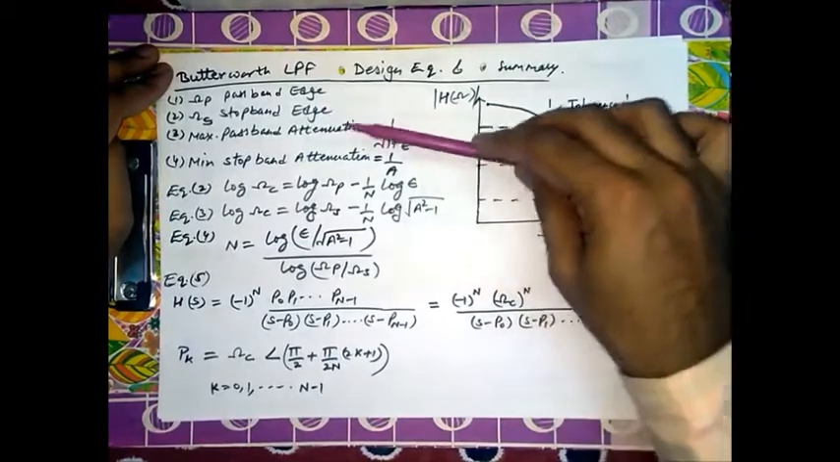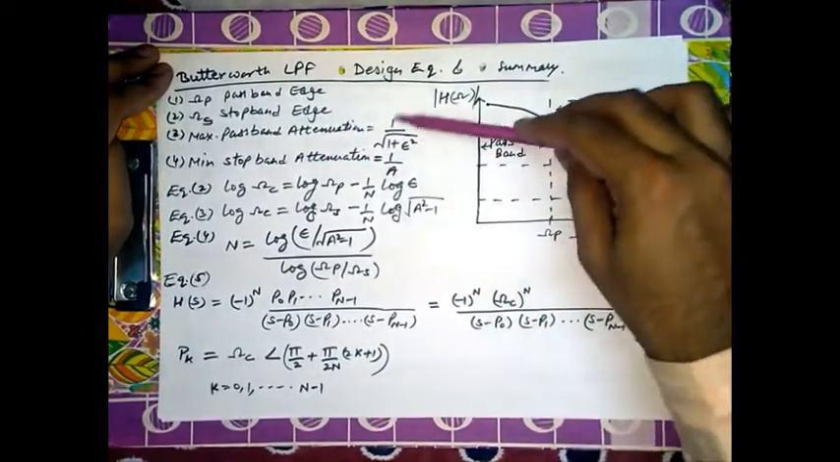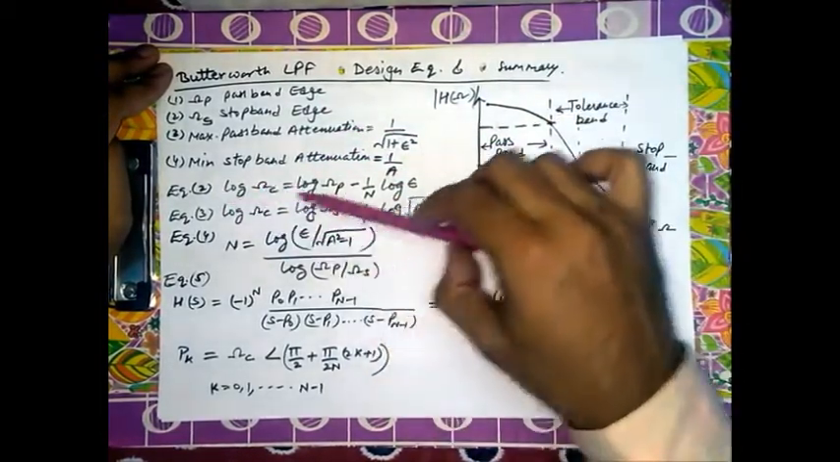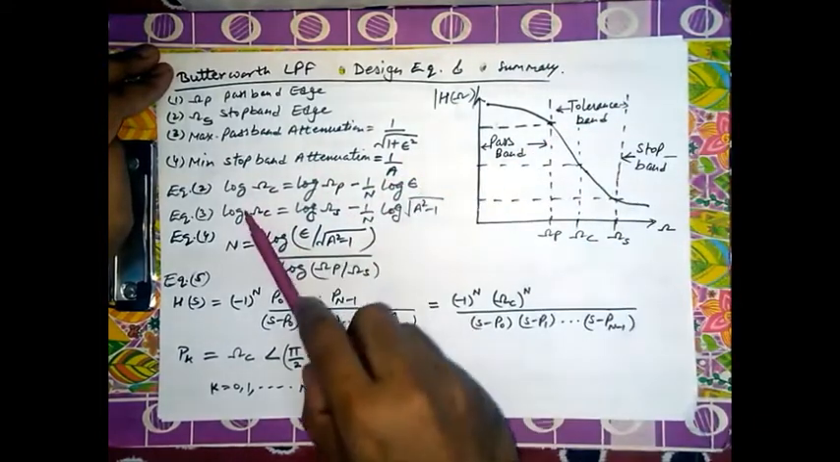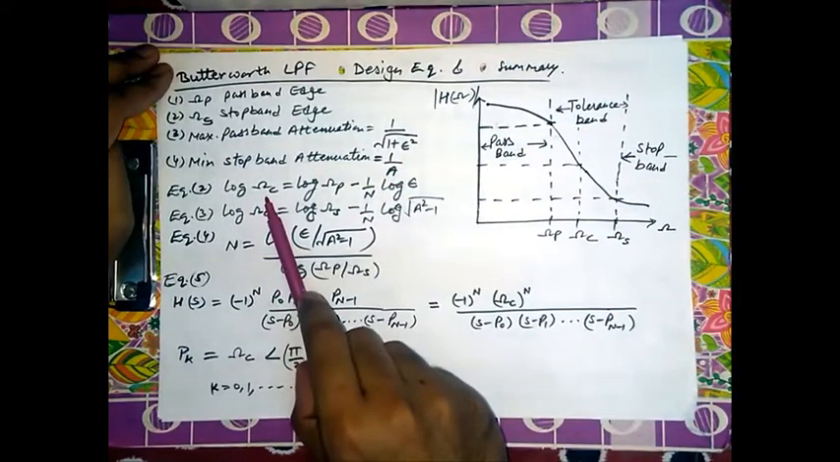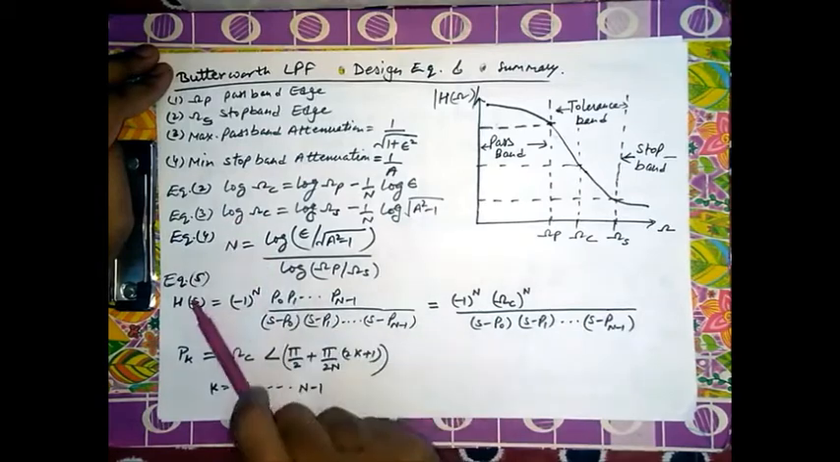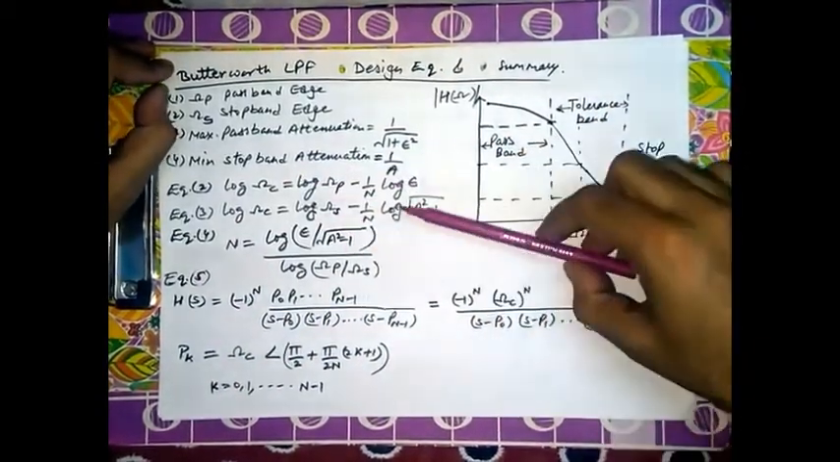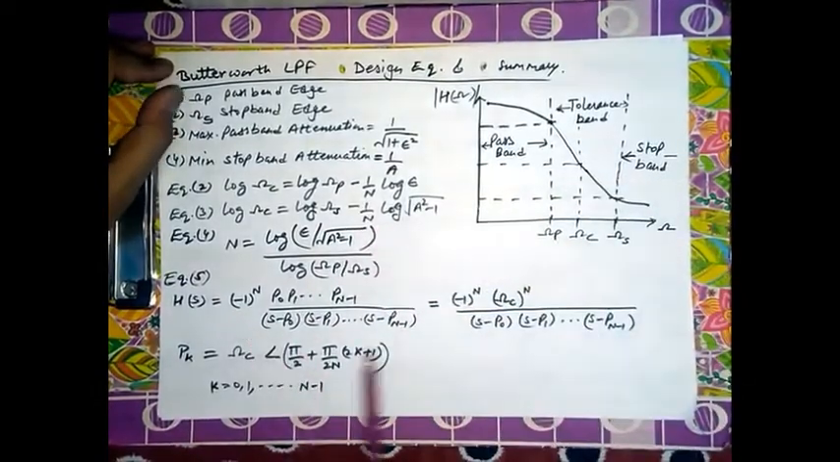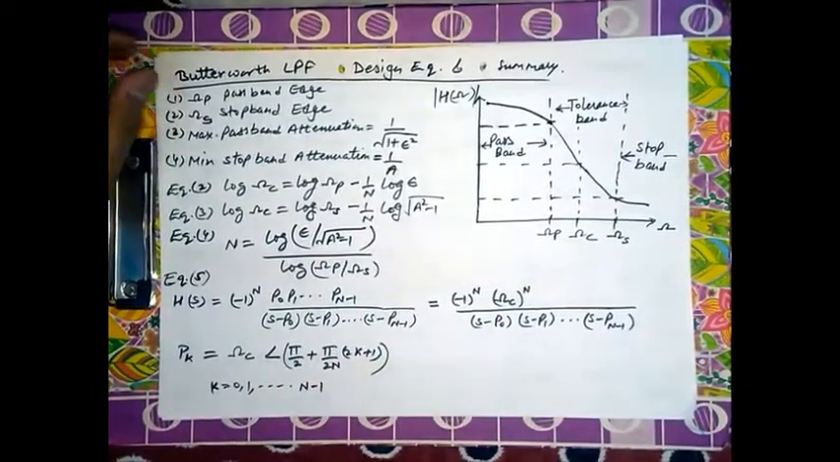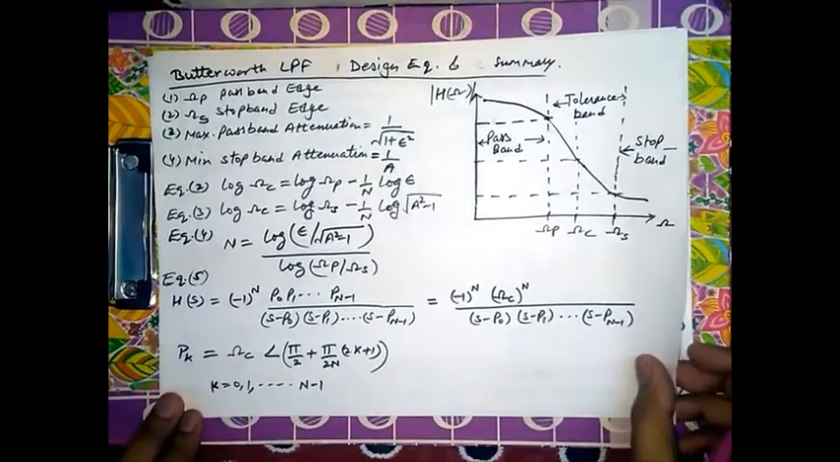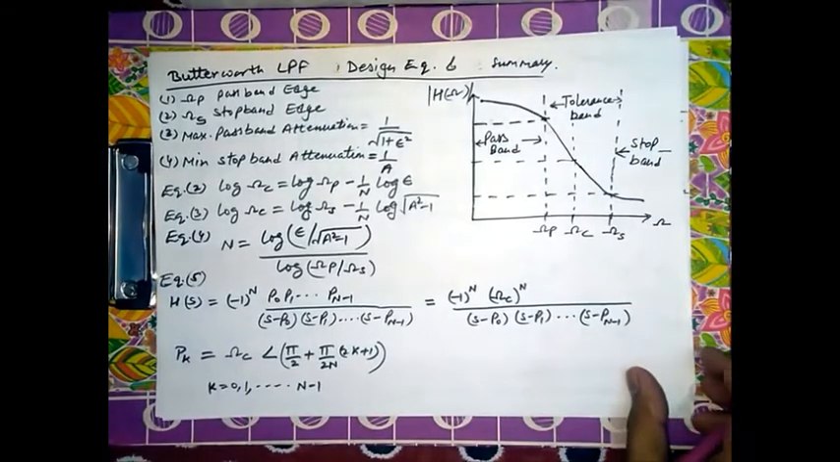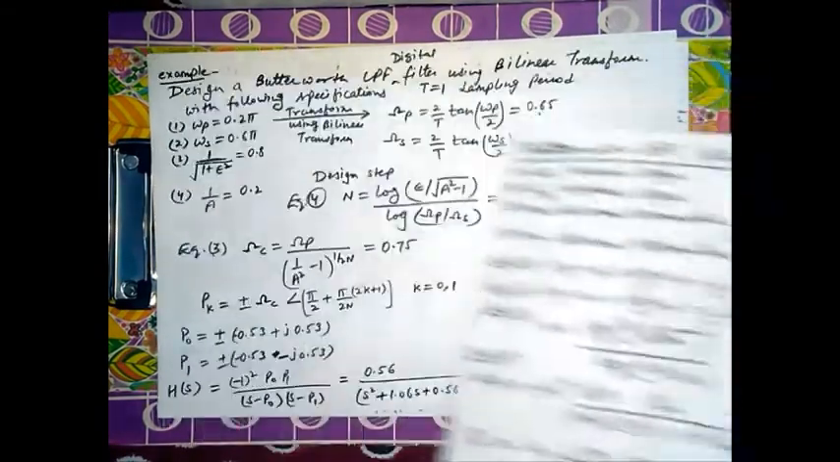Pass band edge, stop band edge, maximum pass band attenuation 1 upon square root of 1 plus epsilon square, minimum stop band attenuation 1 upon A. These are equations 2, 3, 4, 5, which were the results of the last derivation of the Butterworth low pass filter. We will use these equations, and this is the final H(s), the final analog filter. You can note it down because these are very important to design any Butterworth filter.